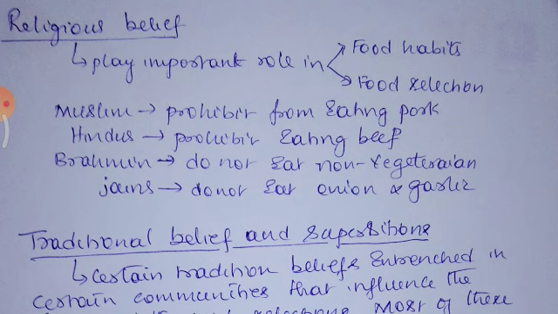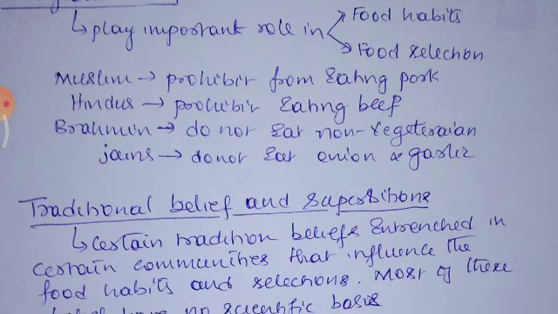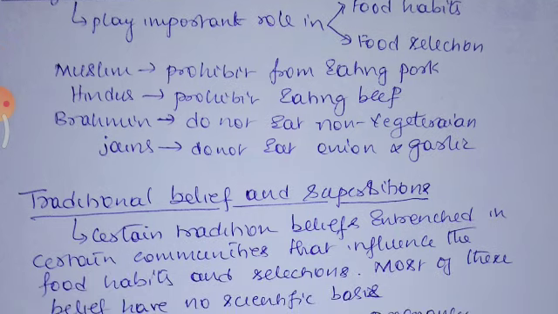Muslims, for example, don't eat pig or pork. Hindus believe that they should not eat beef because the cow is considered a god, and Brahmins will not eat non-vegetarian food because it brings about vicious characters, as they believe. Jains don't even eat onion or garlic.